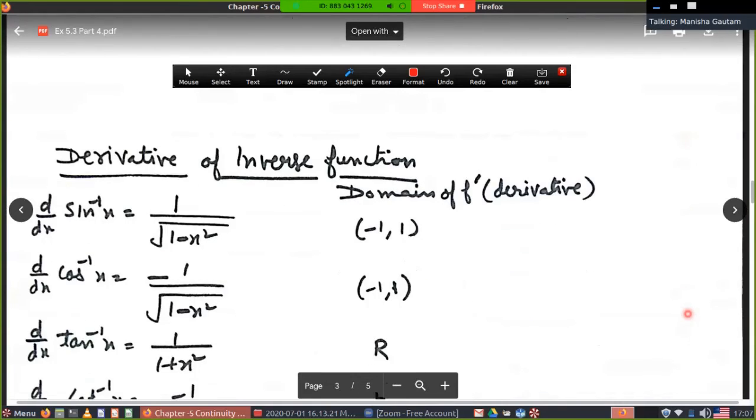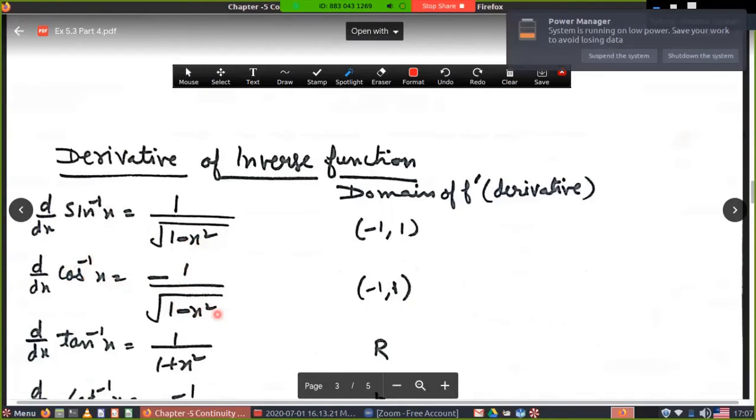Now, derivative of the inverse function, the same exercise. How to get the derivative? The formula is here. The derivative of sine inverse x is 1 upon under the root 1 minus x square. And derivative of cos inverse x is minus 1 upon root 1 minus x square. And the domain of the function is given simultaneously with you.